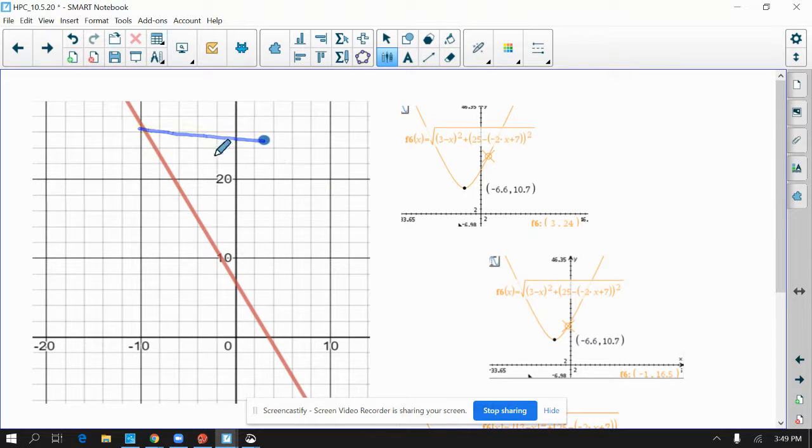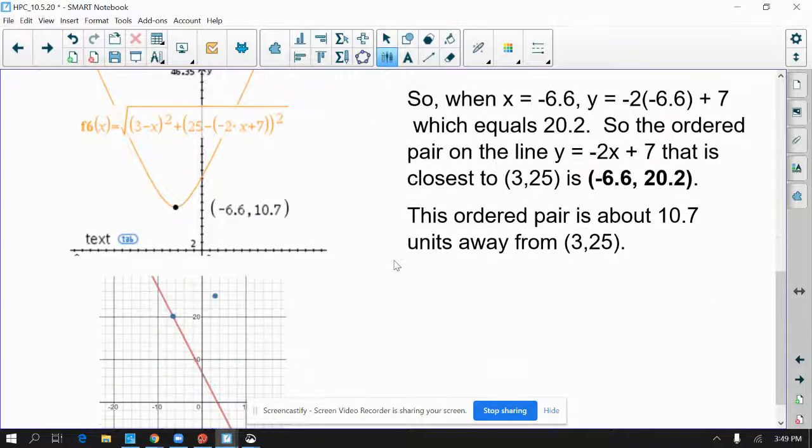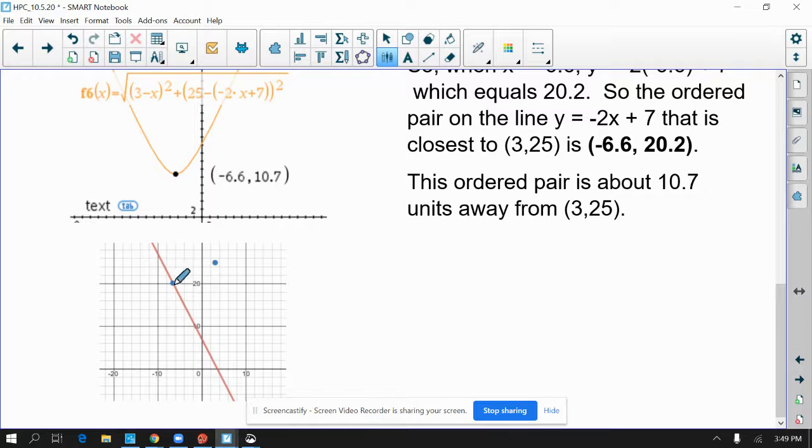But all those distances were greater than the answer. When x is negative 6.6, I am 10.7 away from that point. And mathematically, that is the closest this line will ever be to this ordered pair.